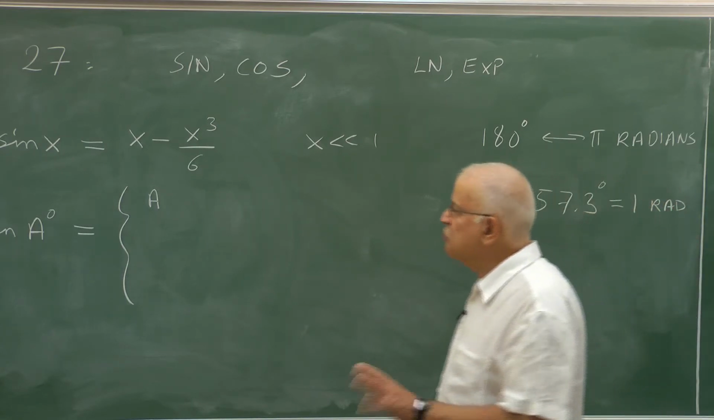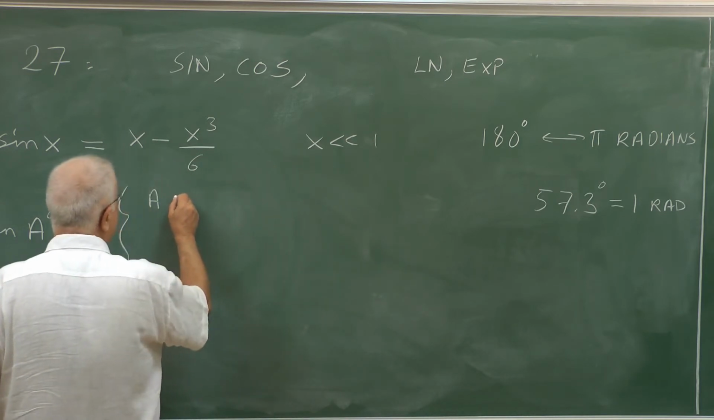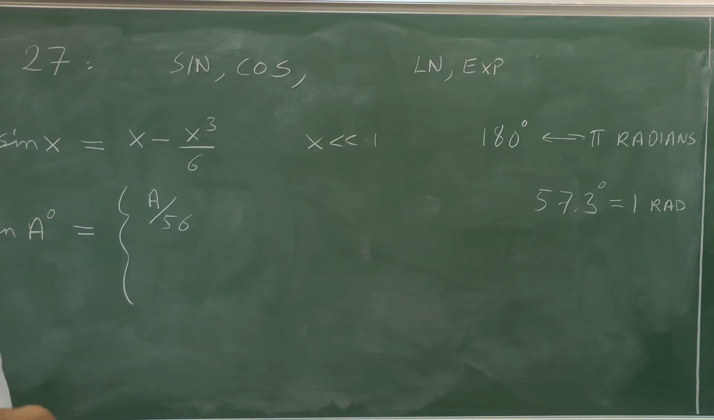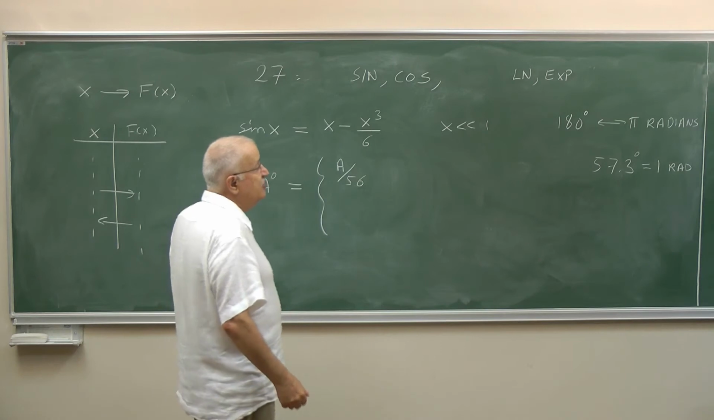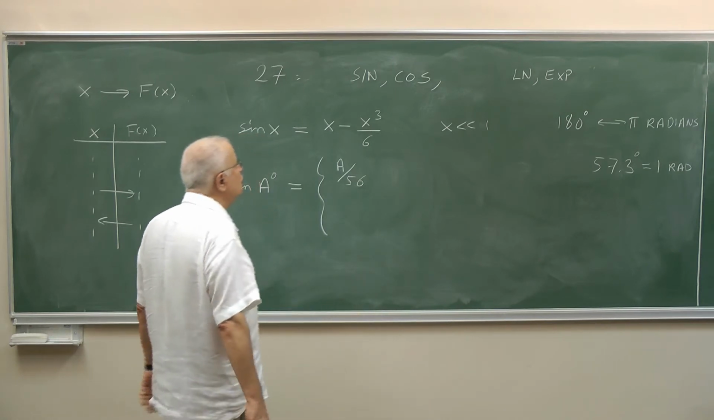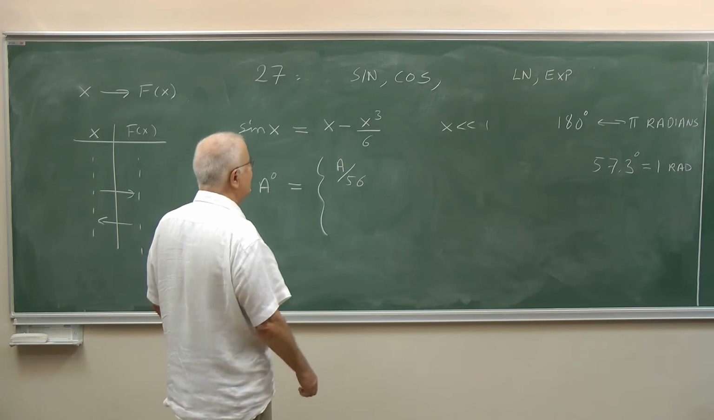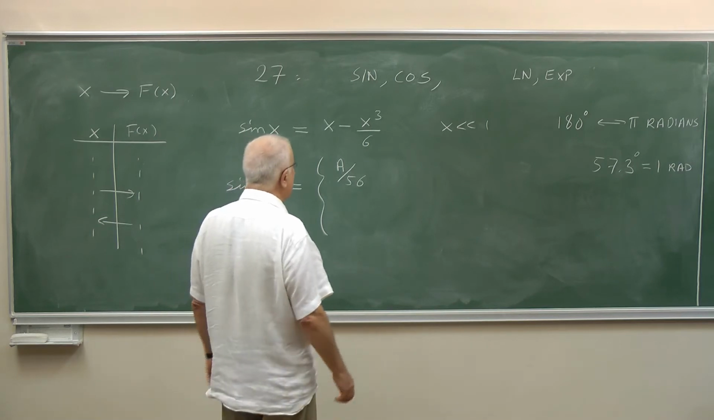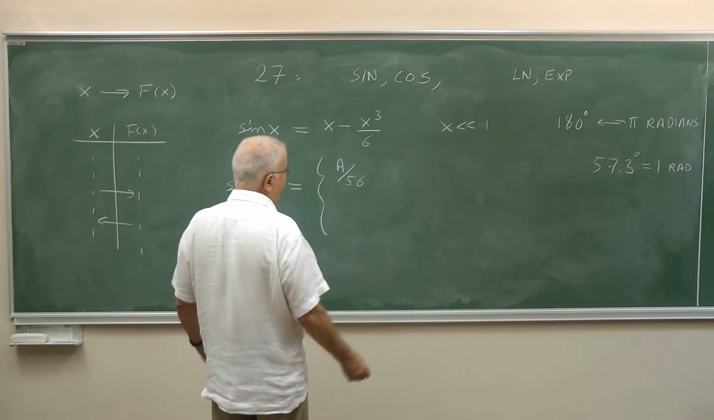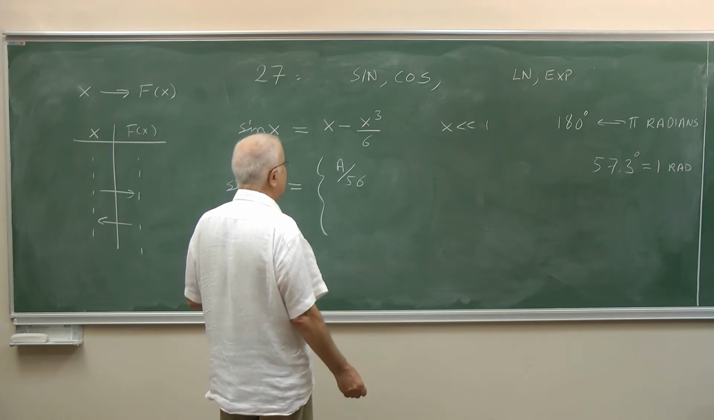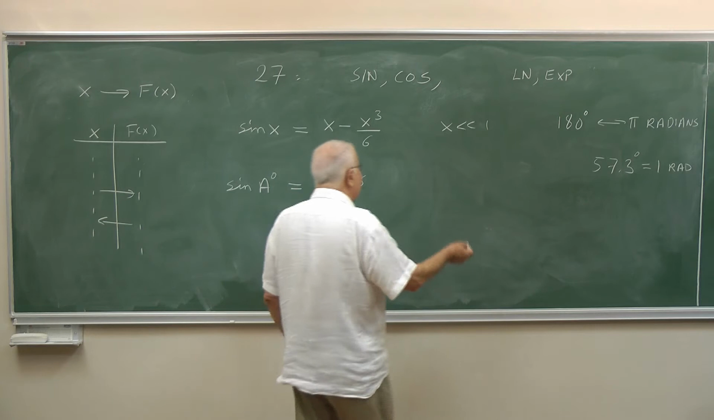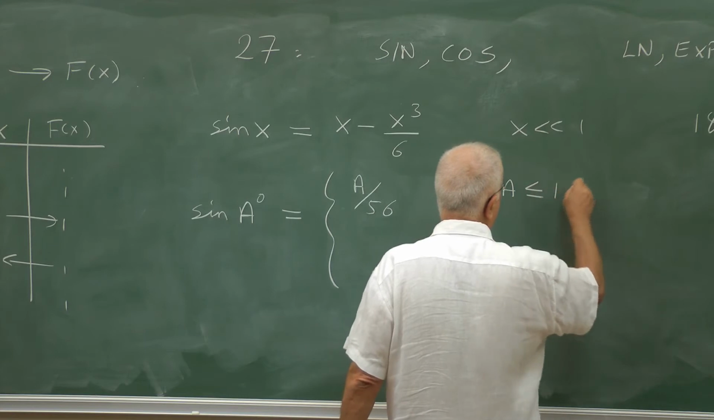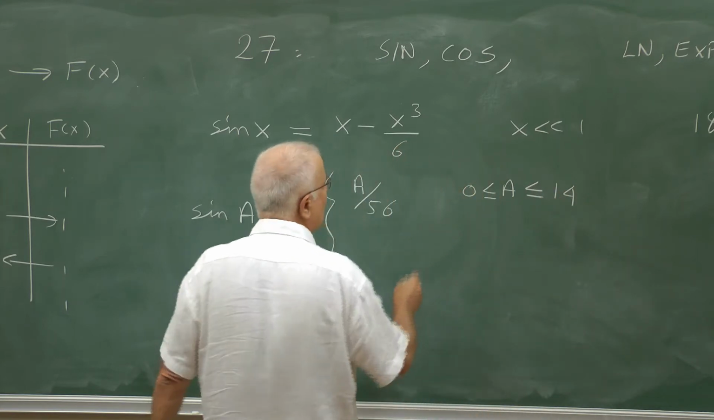Now I'll do something sloppy. I'll say let us only divide A by 56, because 56 is a better number than 57. 57 is only divisible by 3 and 19, two prime numbers. 56 is somewhat better, 2, 4, 7. Now, is this good enough? It's good enough for small angles. How small? Well, let us say that A between 0 and 14, this is okay.